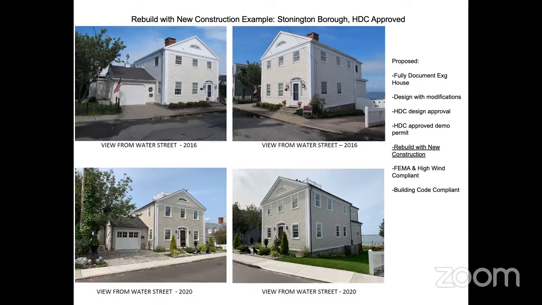And we've had experience with this lately. This is a project in the Stonington Borough where we documented the existing house. This was approved by the Stonington Borough Historic Commission to be rebuilt from the inside out. And when we got into construction, it ended up that there was literally nothing to save in the existing house. It was so cobbled together, rotten, undersized members, structurally deficient. I mean, everything you could throw at it. And so we went back to the commission and said, we'll document the existing house, but allow us to take it down, do a brand new compliant foundation, and rebuild the structure new to match the documented home so that it's FEMA compliant, building code compliant, high wind compliant because it's on the water.